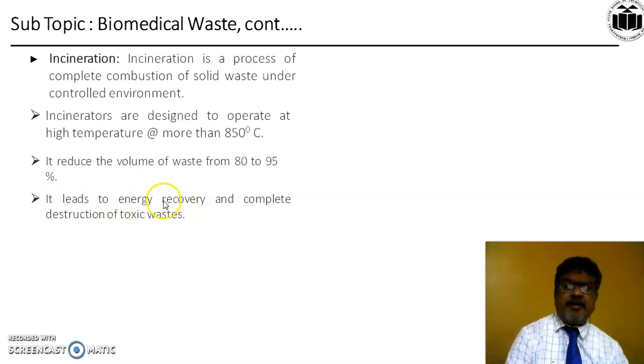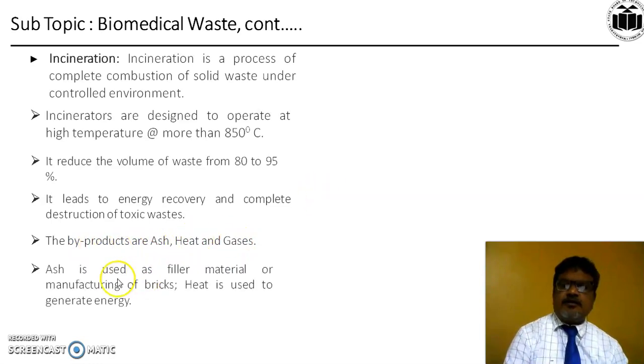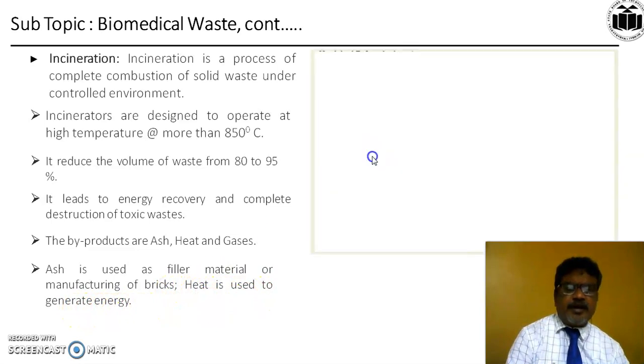Heat energy can be recovered from the incineration, and at the same time there is a complete destruction of toxic waste. Due to high temperature, there is a complete destruction of the toxic waste. The byproducts are ash, heat and gases. The ash is used as filler material in plinth of the building or in construction of roads or manufacturing of bricks, as well as the heat is used to generate energy.